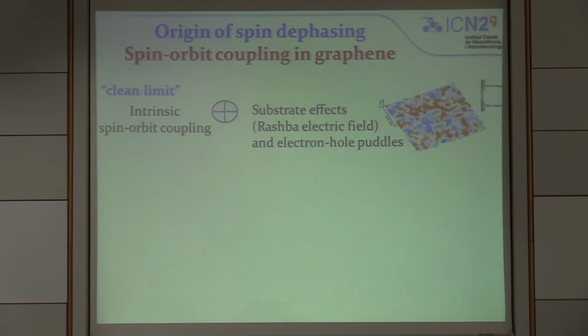What we know is that when we have graphene on silicon oxide or graphene on boron nitride, we have two sources of dephasing. We can have other contamination and things like that, but let's focus on these two that you cannot avoid, basically.